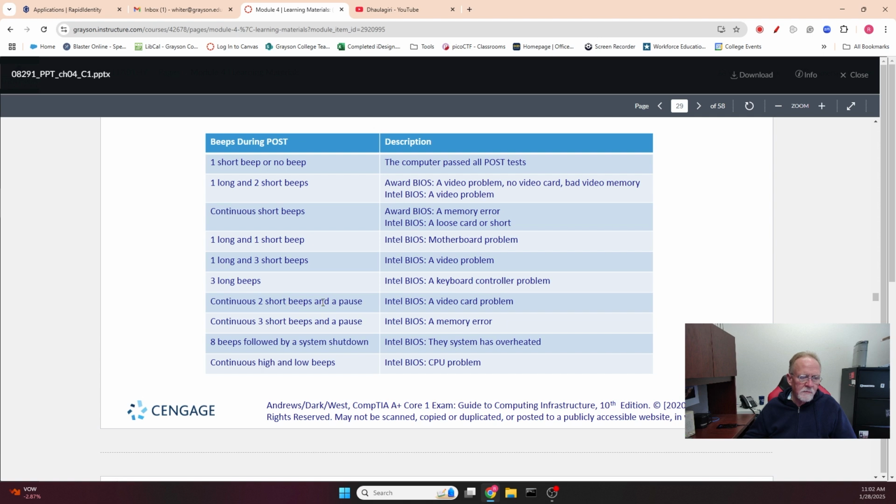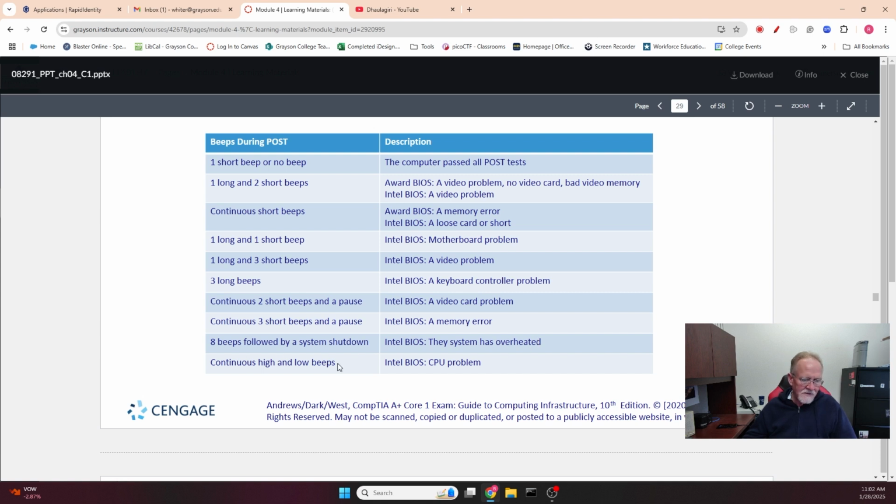Continuous, two short beeps and then a pause. That can also be a video card problem in an Intel BIOS. Three short beeps and a pause means your RAM chips are bad, or they're not plugged in properly. Eight beeps followed by system shutdown means the system has overheated and you need to clean out your dust bunnies.